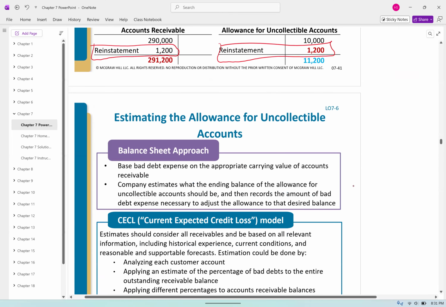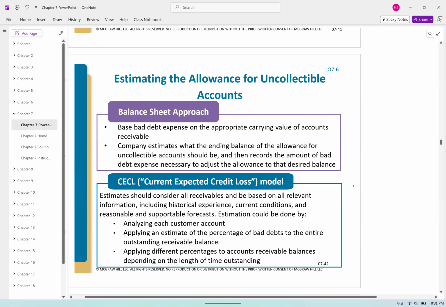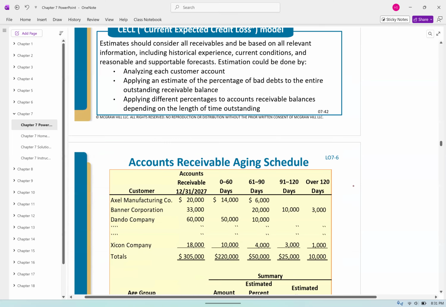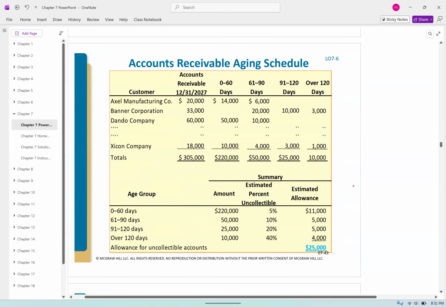Okay. So we have a balance sheet approach and we have an income statement approach. Here they give us a lot of information on the estimates to look over when you're doing the balance sheet method. Remember, you're using a balance sheet number, so you get all your numbers from the balance sheet. Okay. So let's jump down here and look at this aging of accounts receivable.